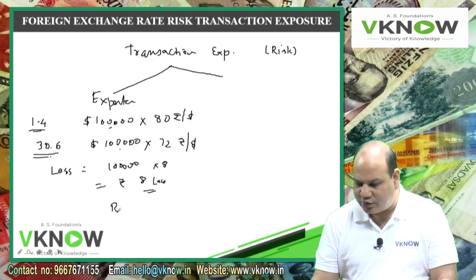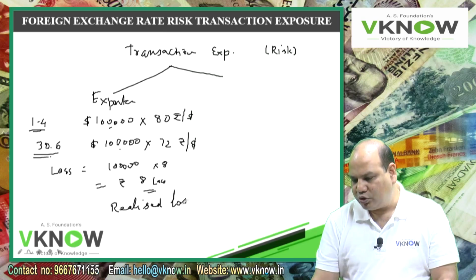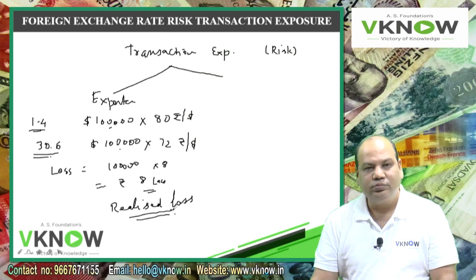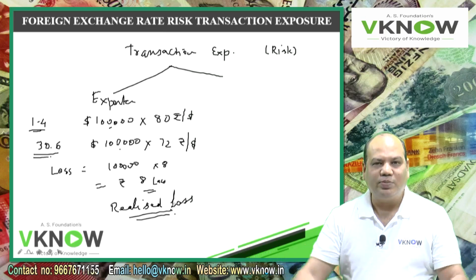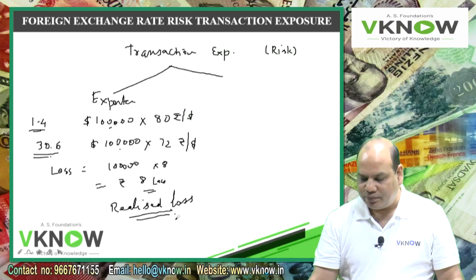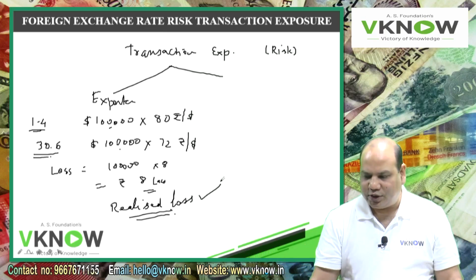So this is a realized loss, because the loss has been realized now. A transaction has been settled. Now loss has been realized. You have to book this loss, right? You have to take this hit.